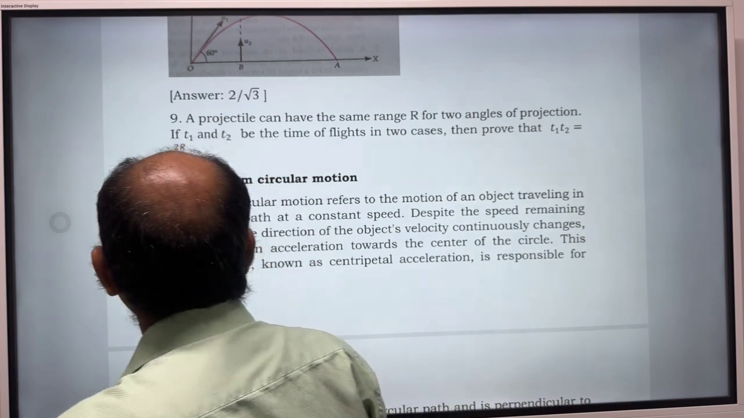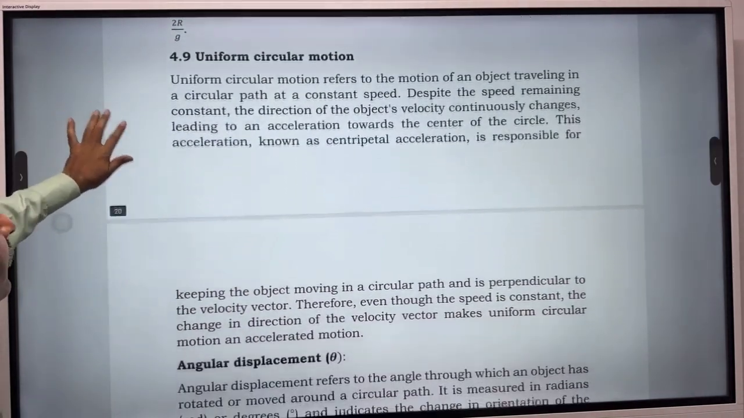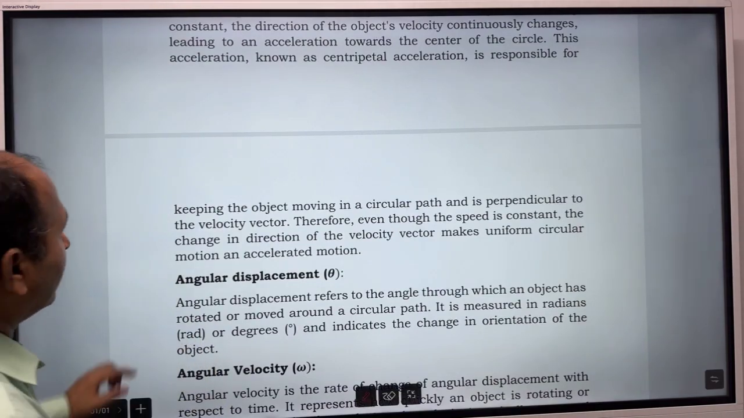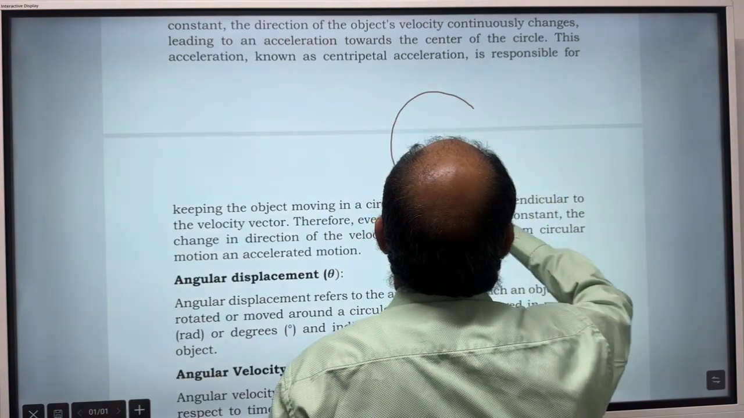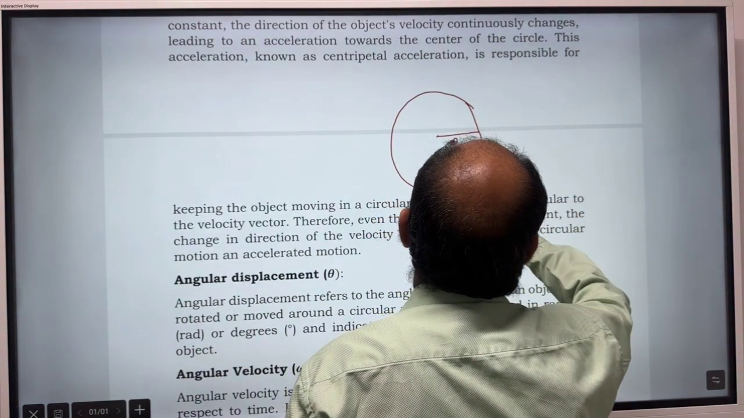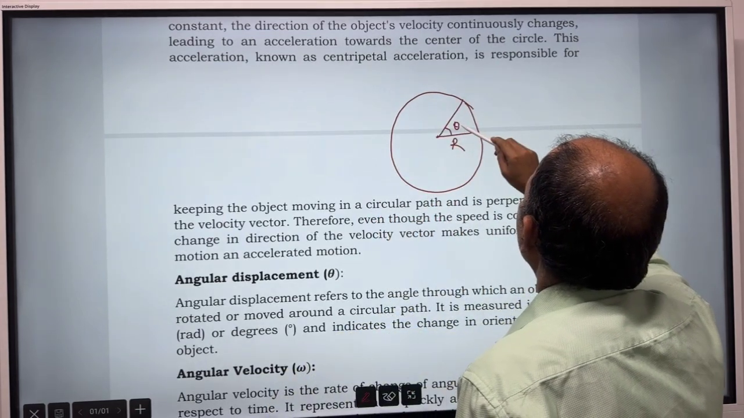Today we are going to study uniform circular motion. So here we are going to analyze various factors. Suppose this is a circular path, this is radius r, and suppose this is angle theta.